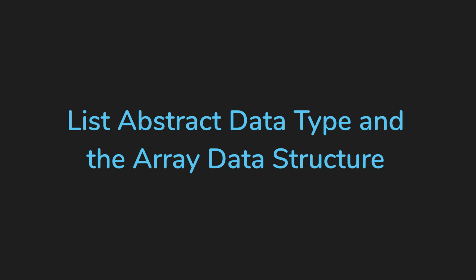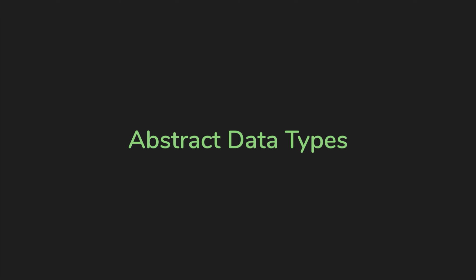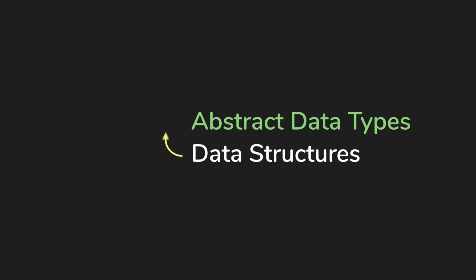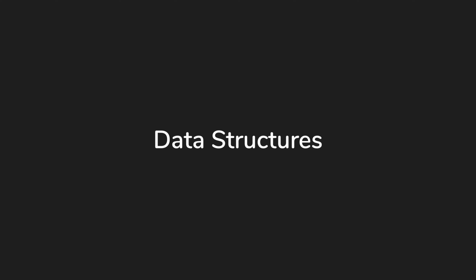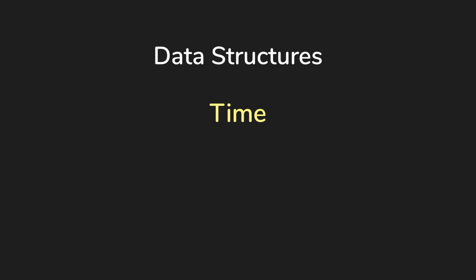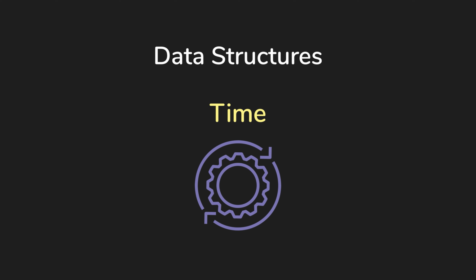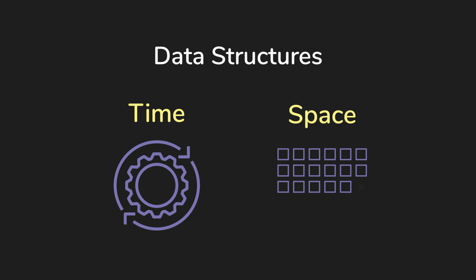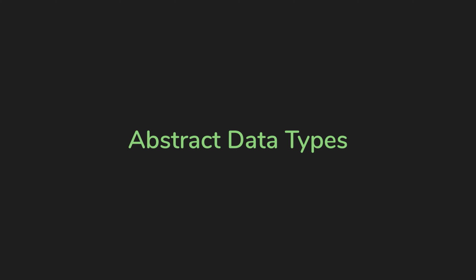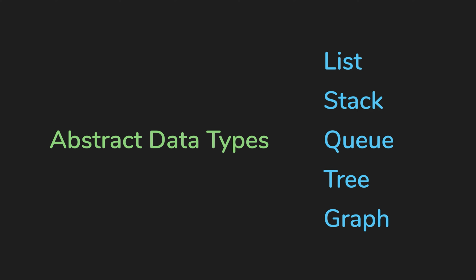So in this course, we will consider various abstract data types and how to implement them using different data structures. The data structure you choose will have implications on the time your data type takes to perform certain operations, and it's going to have implications on the space required to implement it. One of the most studied abstract data types is the list.